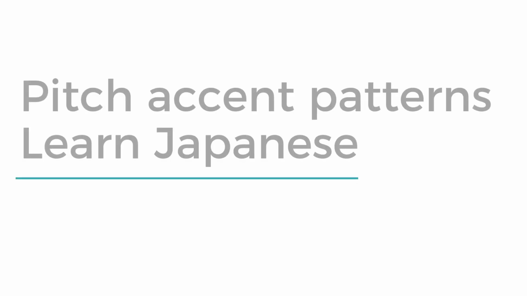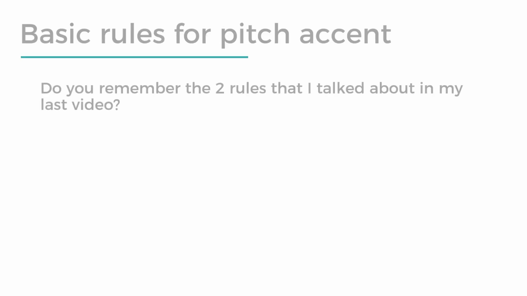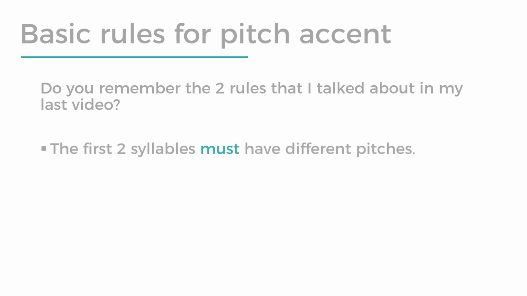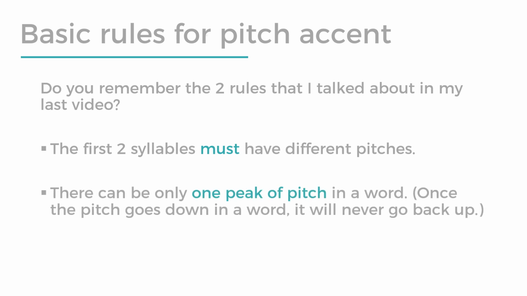In this video, we're gonna learn some basics about Japanese speech patterns. Do you remember the two rules that I talked about in my last video? Number 1, the first 2 syllables must have different pitches. Number 2, there can be only one peak of pitch in a word, which means once the pitch goes down in a word, it will never go back up.